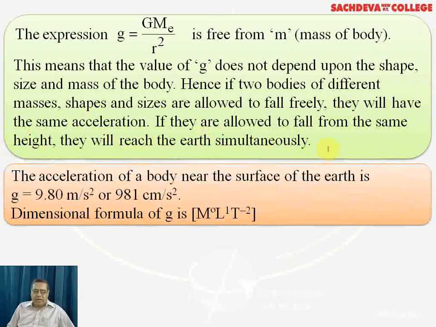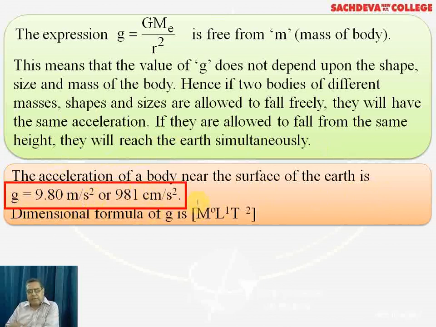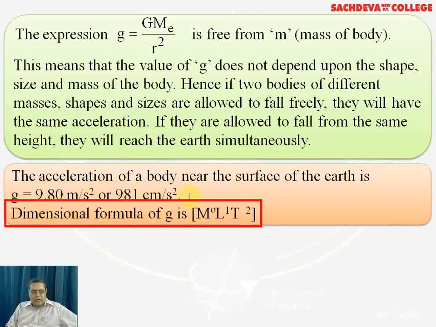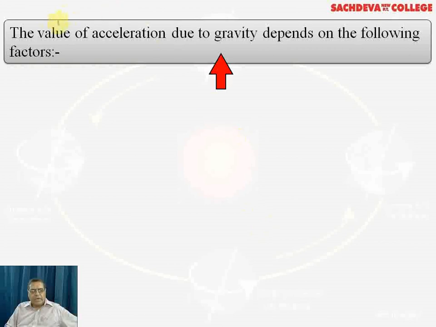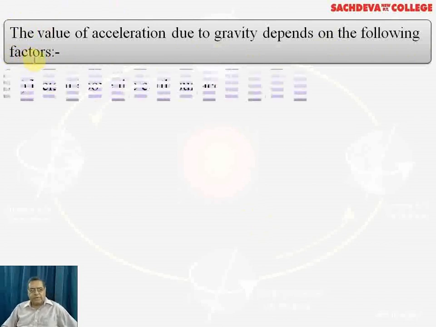Now, the acceleration of a body near the surface of Earth is generally 9.8 meters per second squared or 981 centimeters per second squared. The dimensional formula of small g is the same as that of acceleration, so it is M to the power zero, L, T to the power minus 2. And now the value of acceleration due to gravity depends upon the following factors. So we have to discuss on what parameters the value of g depends.